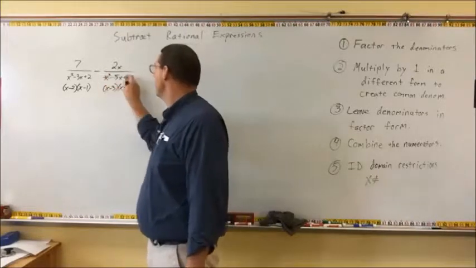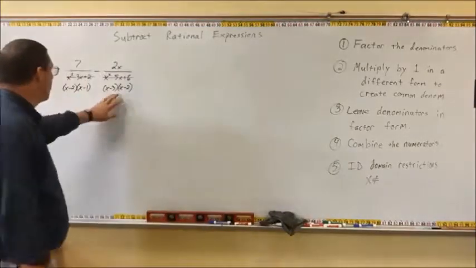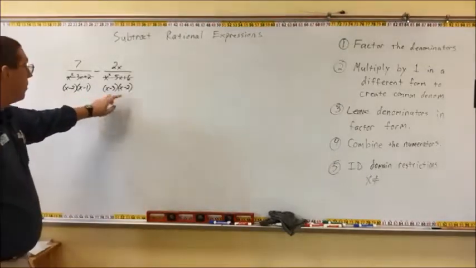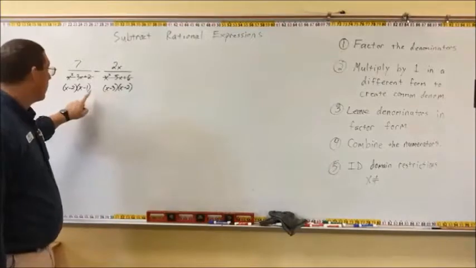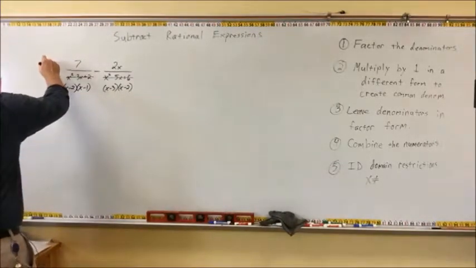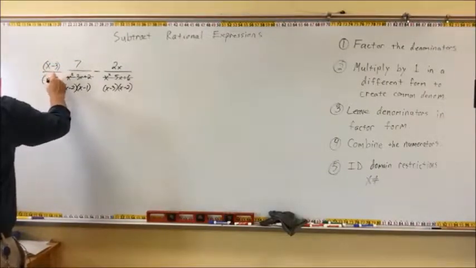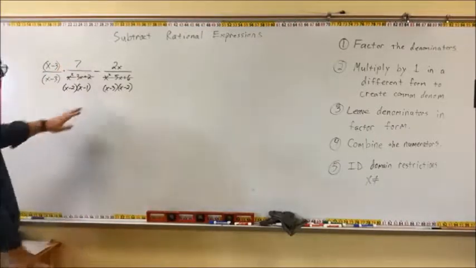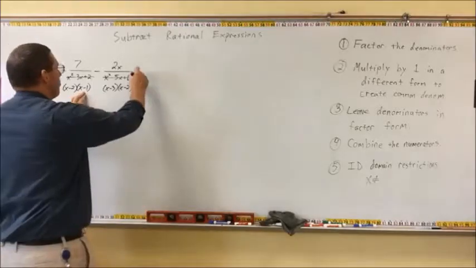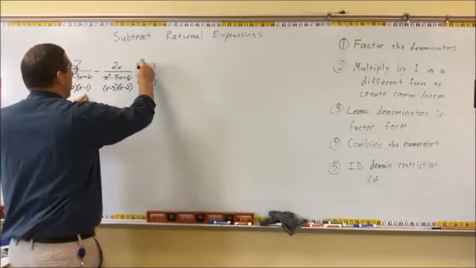So we factored the denominators, and now we ask, what does this denominator have that this one does not have? Well, they both have an x minus 2, but this denominator has an x minus 3 and this one does not. So this denominator needs an x minus 3. So we're going to go x minus 3 over x minus 3, and multiply there. This denominator does not have an x minus 1, so we're going to multiply by x minus 1 over x minus 1. There we go.